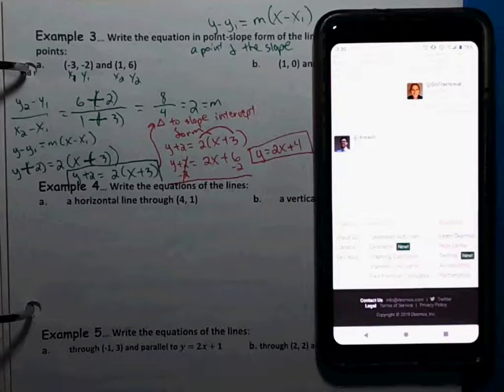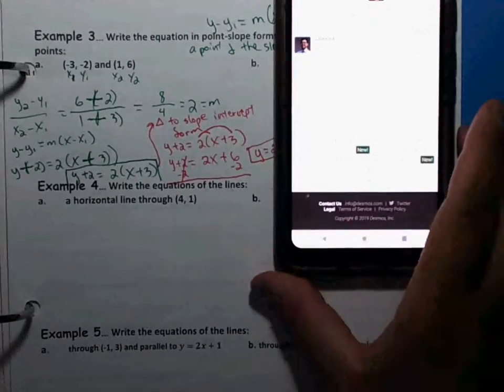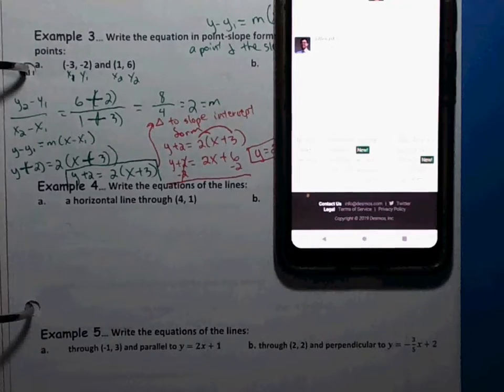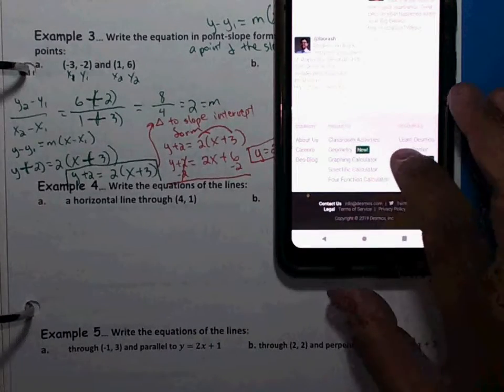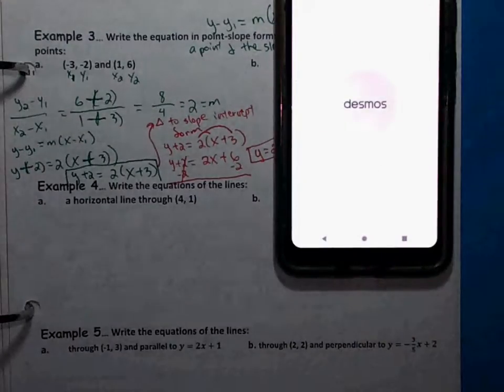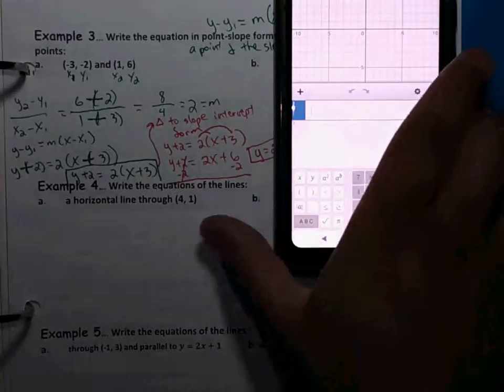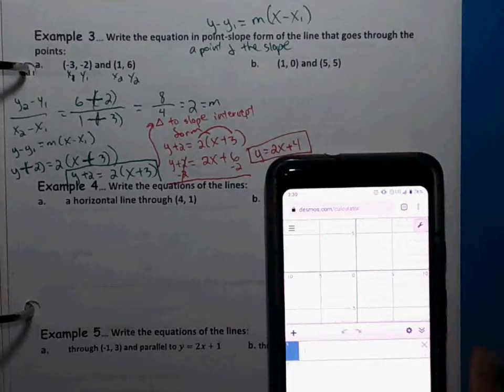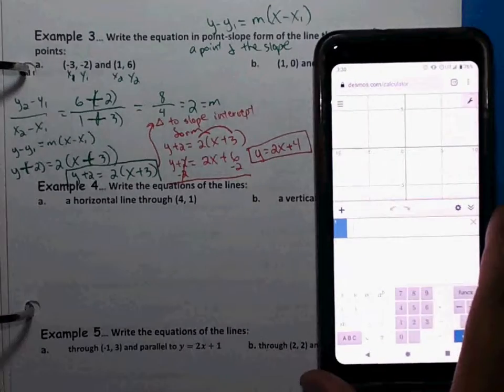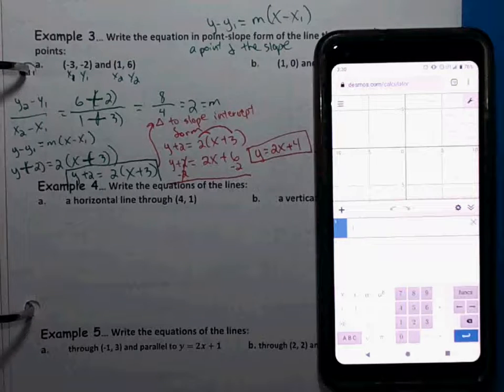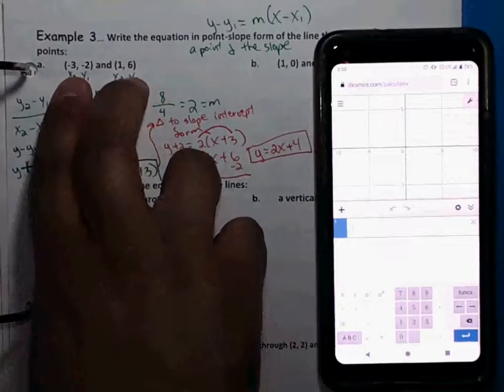And then it says graphing a function. At the bottom it says graphing calculator. When you tap graphing calculator, it actually brings up a fully functional graphing calculator. So everyone now has a graphing calculator. The first thing I'm going to do is to graph the first 2 points that they gave me.